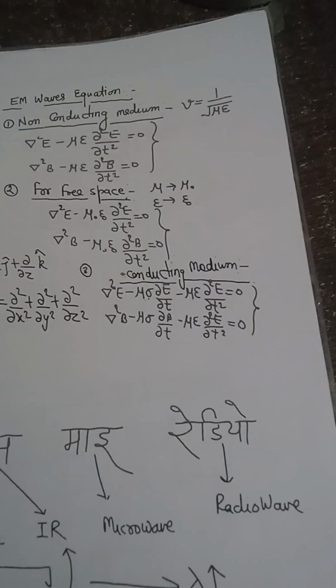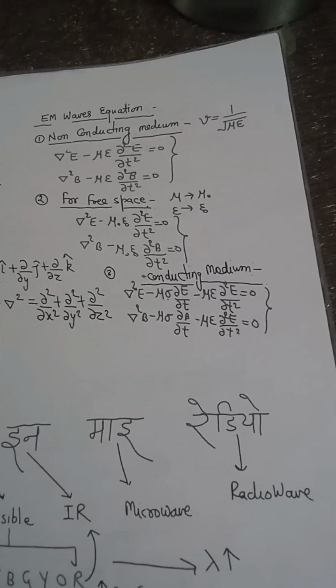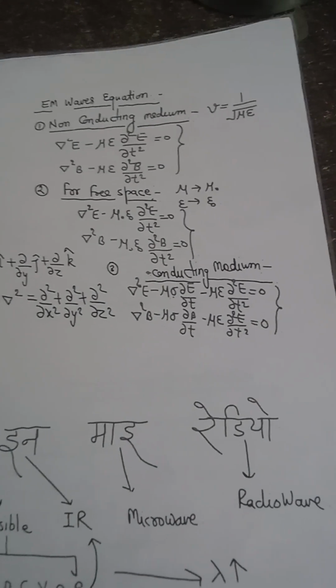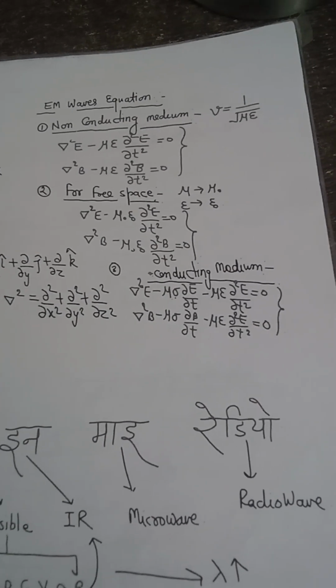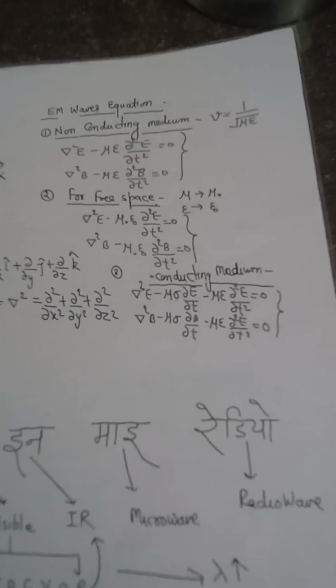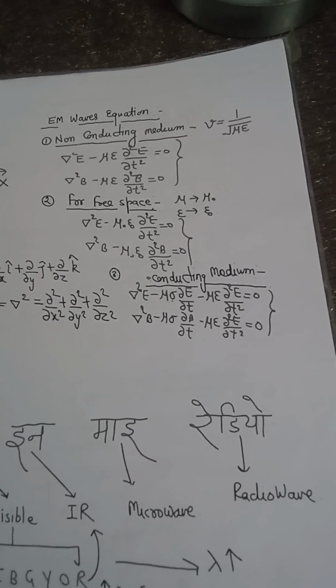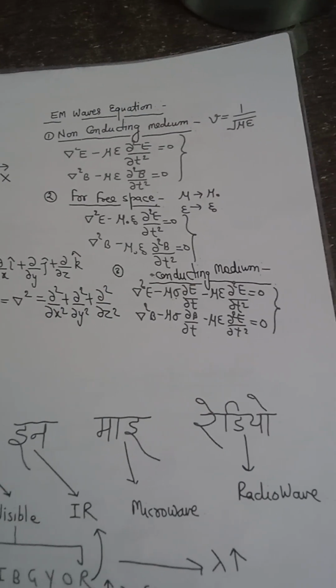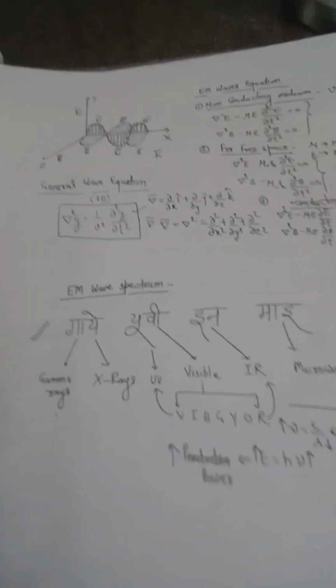And for a conducting medium, ∇²E − με ∂E/∂t − μσ ∂²E/∂t² = 0, and second is ∇²B − με ∂B/∂t − μσ ∂²B/∂t² = 0.